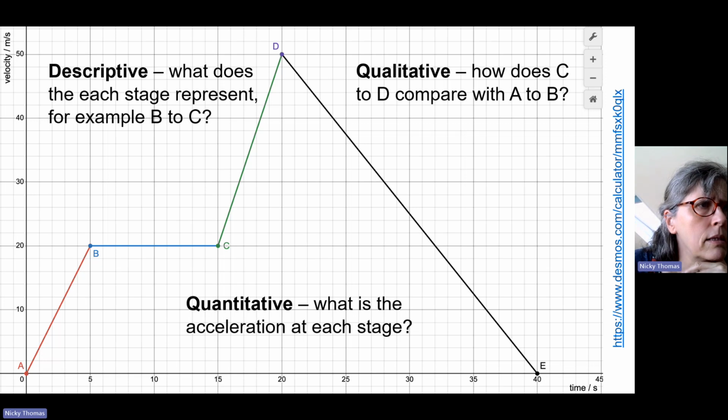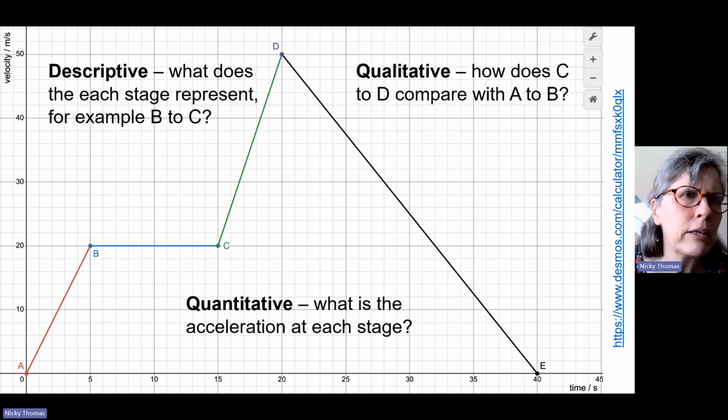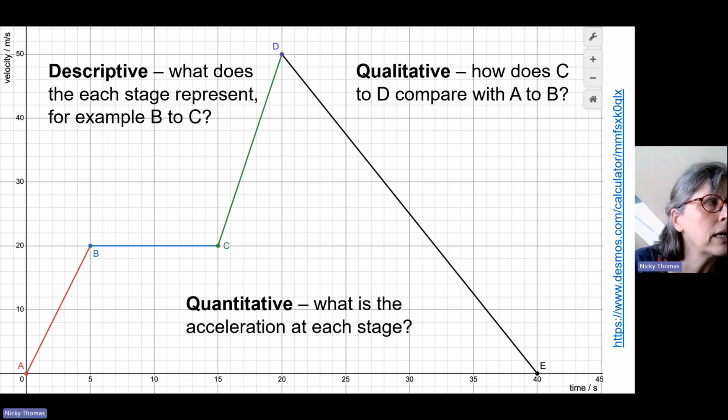You can describe what's happening at each stage. You can compare different parts of the graph, for example, section A to B and C to D. And I've used the word qualitative here. You might say, well, it's not really qualitative, it's more than just describing, but it's not as much as doing a calculation. And then quantitative.